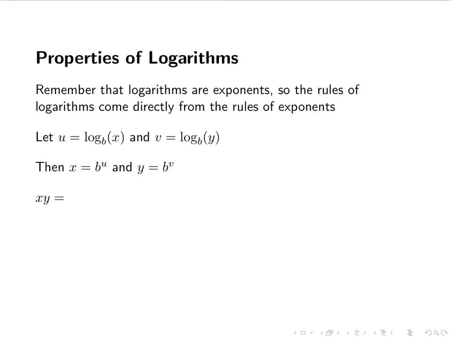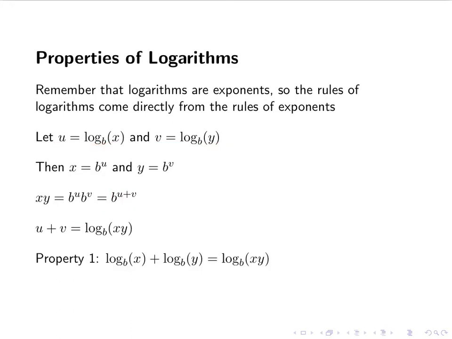So if I want to multiply x and y together, it's going to be b to the u times b to the v. Using rules of exponents, that gives me b to the u plus v. And then I'm going to ignore the middle part, and I'm going to convert this into a logarithm. So my exponent, u plus v, equals log base b of my x times y. So my last step here is to replace what u and v are.